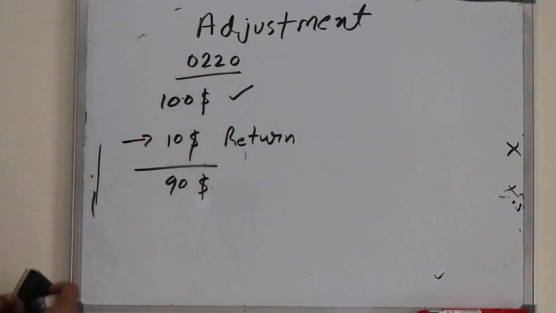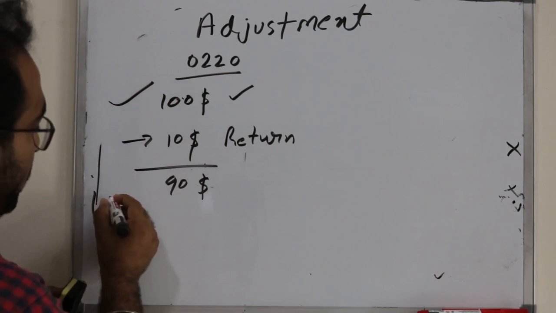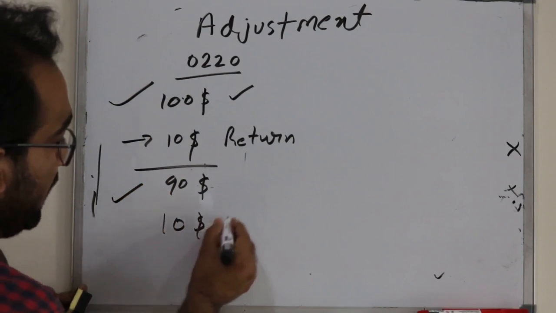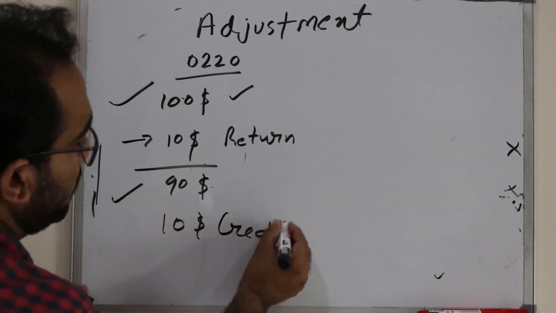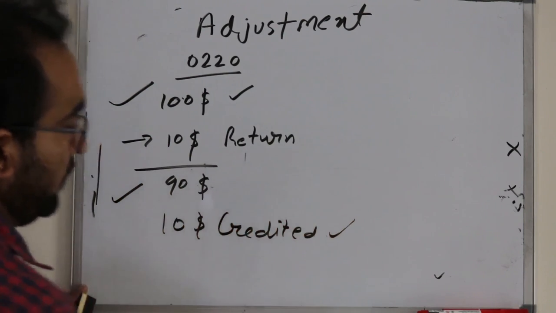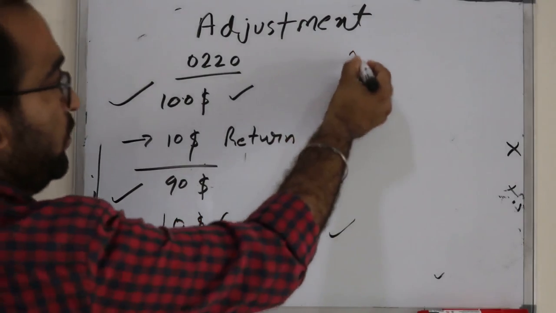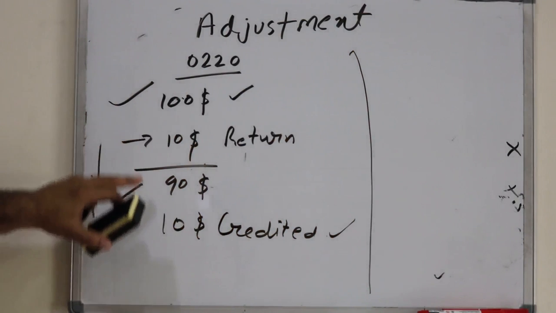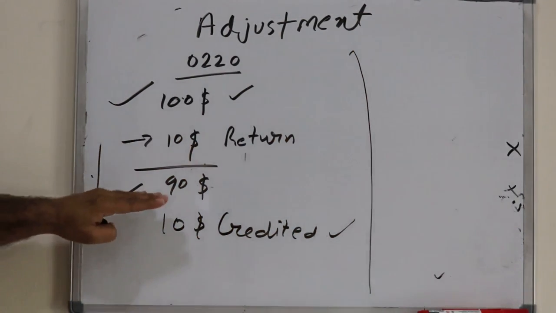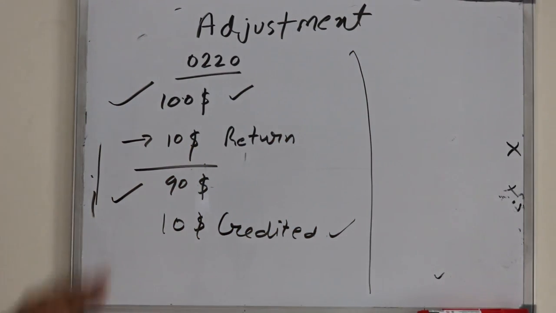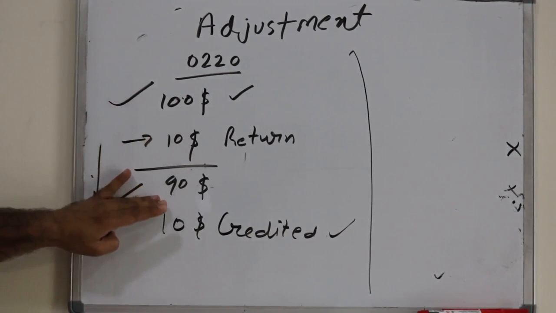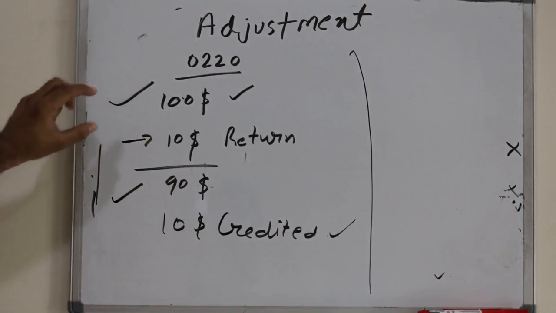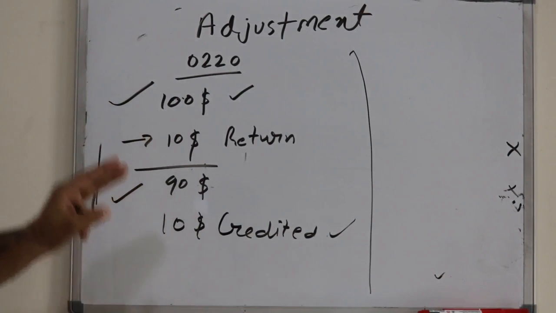So the adjustment of the $100 transaction will be sent as $90. It eventually means $10 will be credited back to your account. And this is possible because you are sending the adjustment of an amount less than the actual amount. The actual amount was 100, now the adjustment was sent for 90. In this case, you bought something for $100 and you returned something.